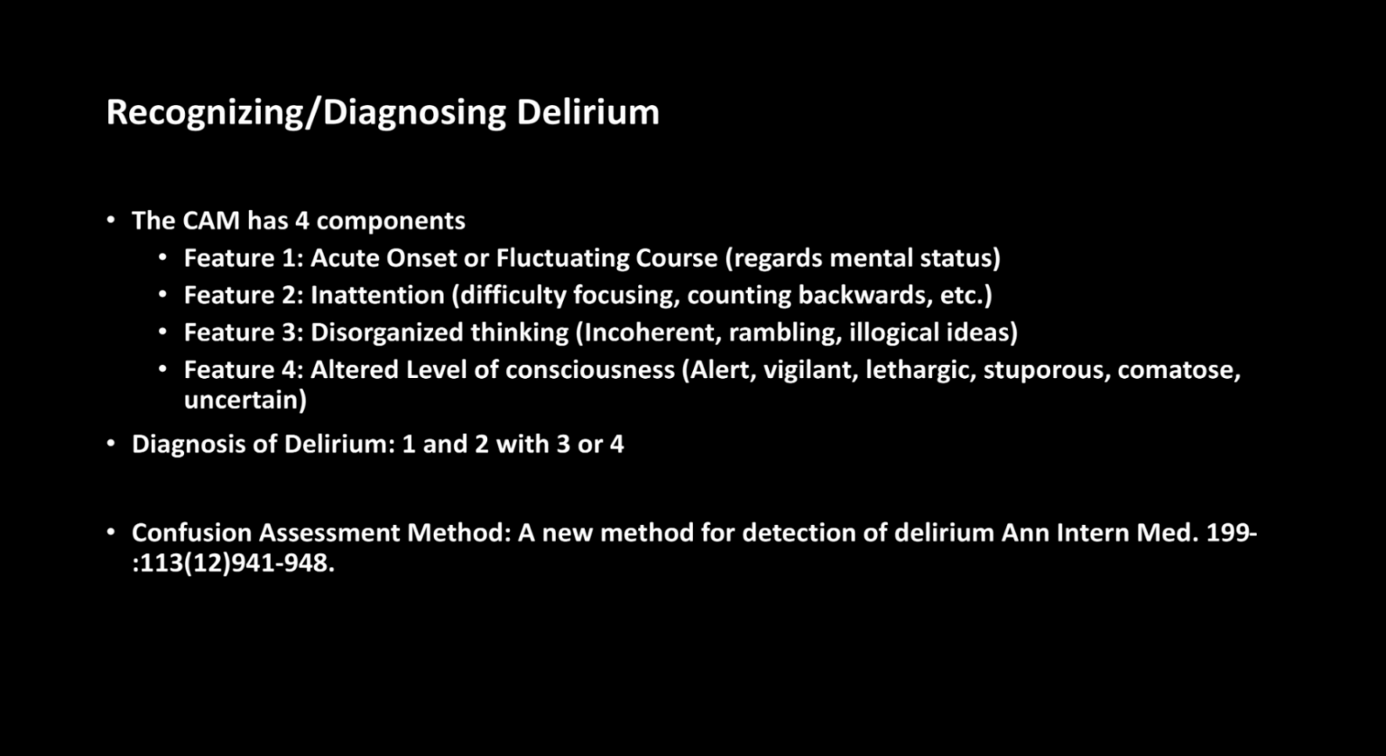CAM includes 4 features. 1. Acute onset or fluctuating course. 2. Inattention. 3. Disorganized thinking. 4. Altered level of consciousness. Diagnosis requires features 1 and 2 plus either 3 or 4.